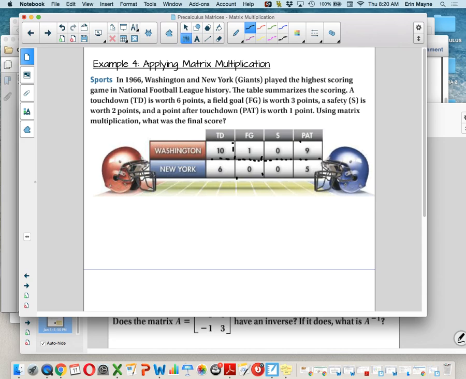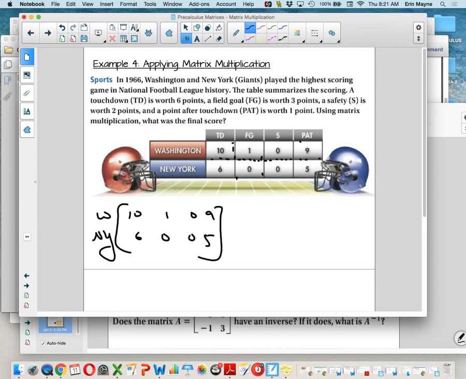All right, so we're going to set up our first matrix, 2 rows, 4 columns. So please do so. You ready? We're going to go 10, 1, 0, 9, 6, 0, 0, 5. Okay, the rows represent what? Thank you. Good. So I've got Washington and New York.